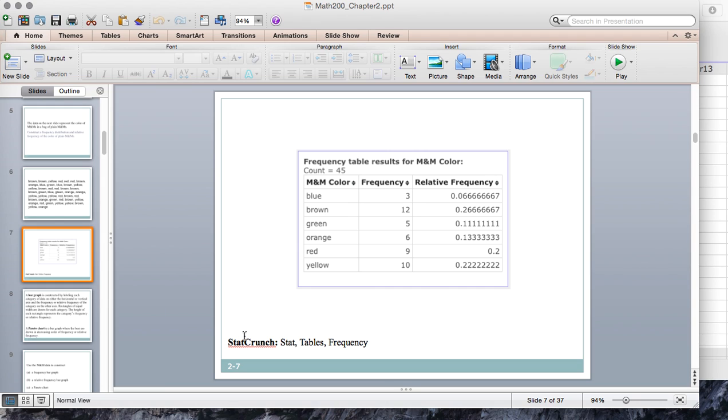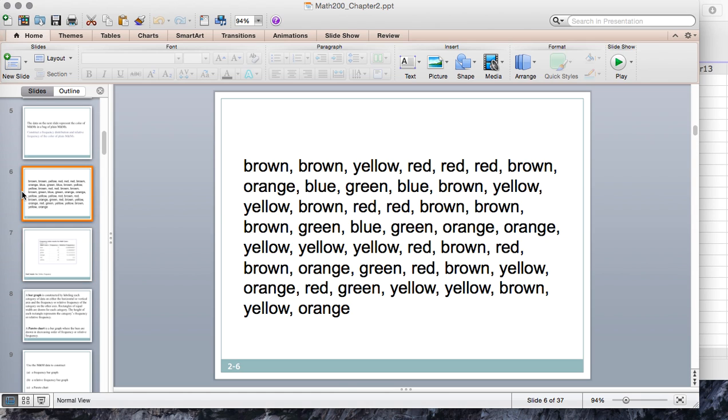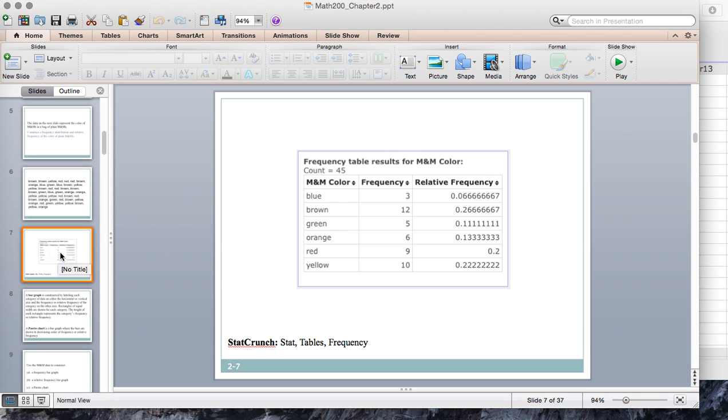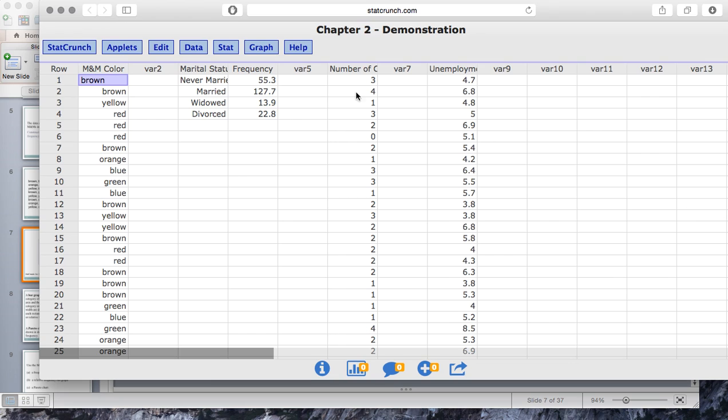Now, what you'll notice down here is that I have little StatCrunch instructions. These are very brief, but this will hopefully point you in the right direction if you're a little stuck on this. So when you see this, you could create the frequency distribution and the relative frequency distribution by hand by just counting how many times you see the word brown, yellow, red. But there's absolutely no point in you wasting your time doing that because we have technology that will do it for you. So I'm going to pop over to StatCrunch here for just a minute.